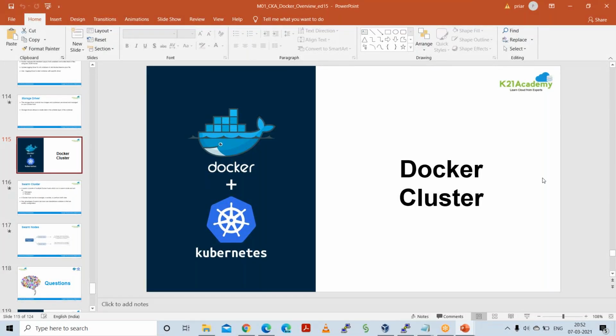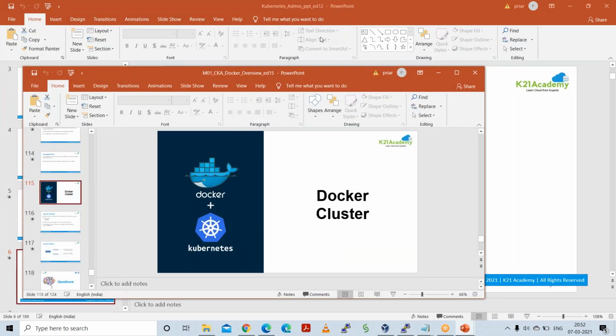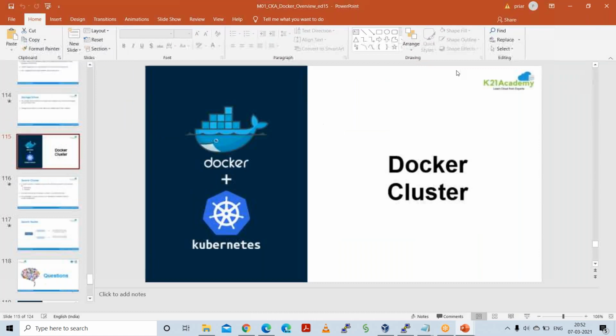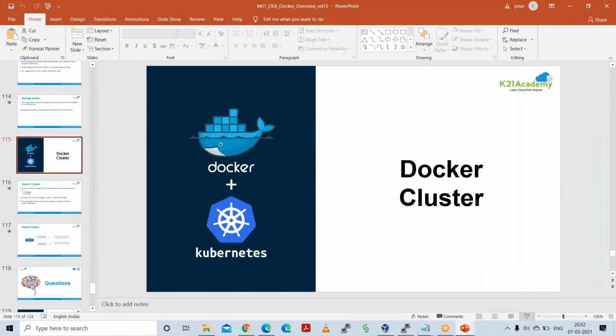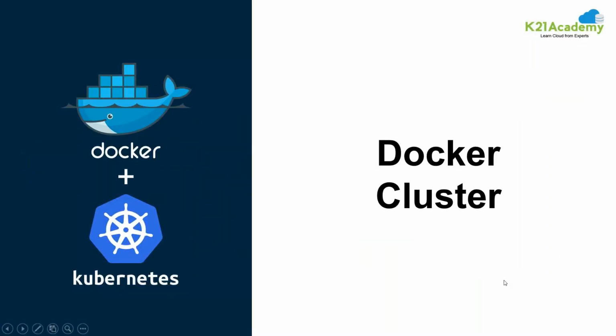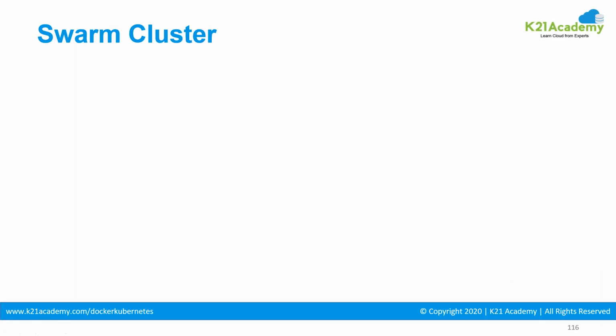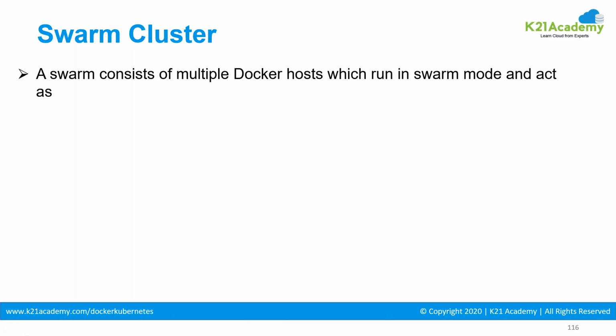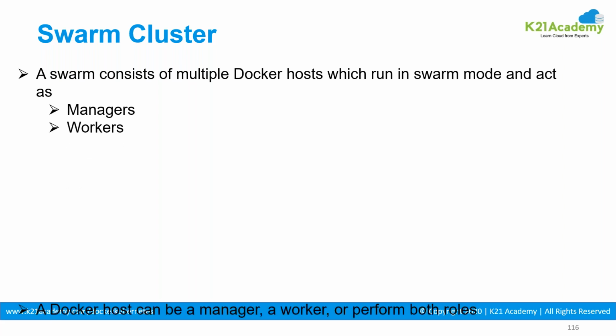All right, guys, look at this. This is something called a Docker cluster. A Docker cluster is nothing but what is also called a Swarm cluster. Let's see what it contains. It is made of Swarm nodes. The master node is called a manager here, and worker nodes are called workers.